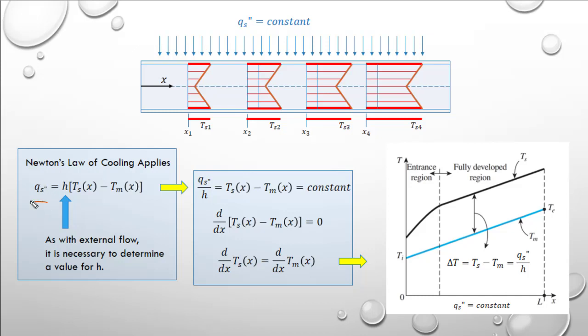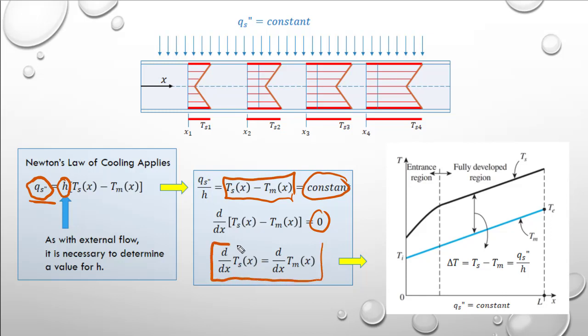If we look at Newton's law of cooling here, where we know that h is going to be a constant, and in this case the surface flux is also going to be a constant, we can rearrange the equation and we get this situation where q over h equals Ts minus Tm, but that has to be a constant. Now, if I take the derivative of this constant term, the derivative of a constant is equal to 0, and as a consequence, the rate of change in the x direction of Ts, the surface temperature, equals the rate of change of the mean fluid temperature. And this is shown very clearly in a plot over here.